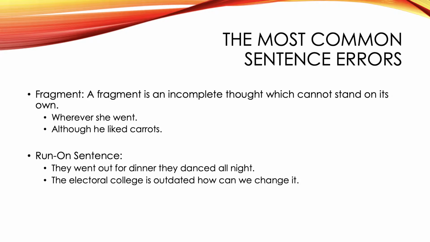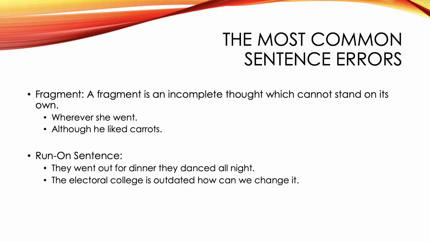Now, the most common sentence errors that people make, and you'll see these written on your paper if you make that error when you're writing, one of them is the fragment and the other one is the run-on sentence. A fragment is an incomplete thought that can't stand on its own. There are a couple of examples there. Wherever she went, that's not a sentence. Or although he liked carrots, also not a sentence. If you don't have a complete subject and predicate, you don't have a sentence.